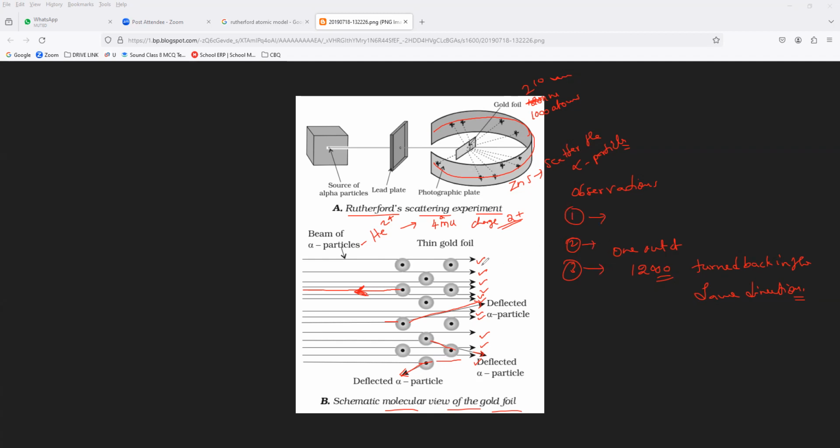The majority of the alpha particles will go in a straight line without any deflection. Few particles will deflect less, and few particles deflect with large angles, smaller angles and larger angles. And the last one out of 12,000 will turn back in the same direction, rebound back in the same path. So these are the observations made by Rutherford.